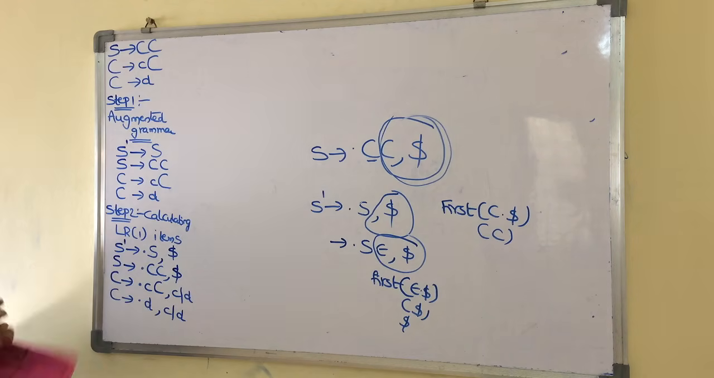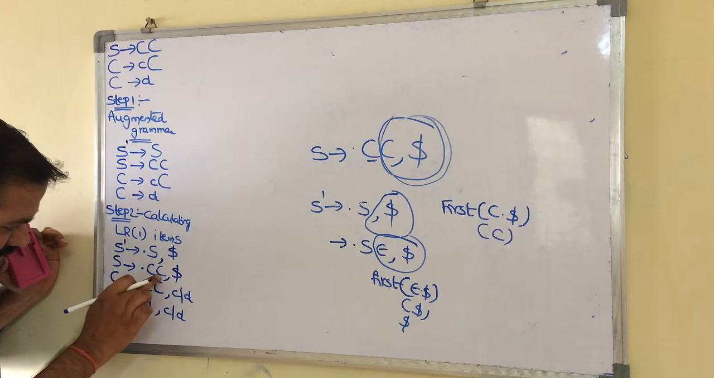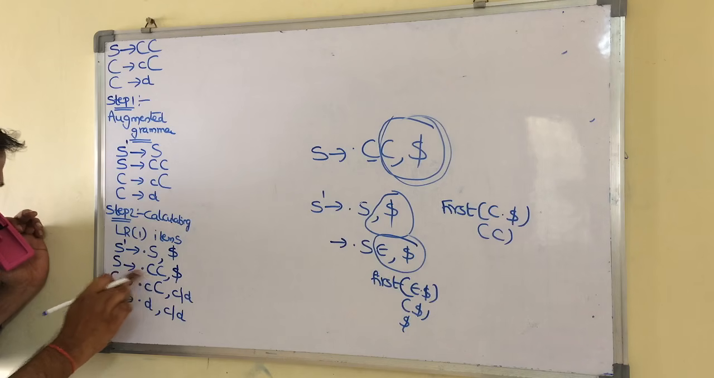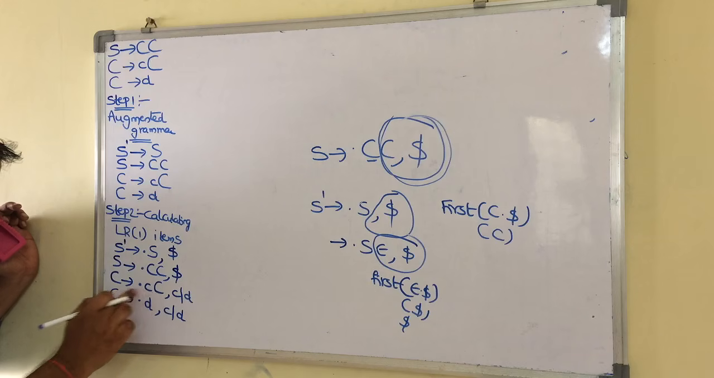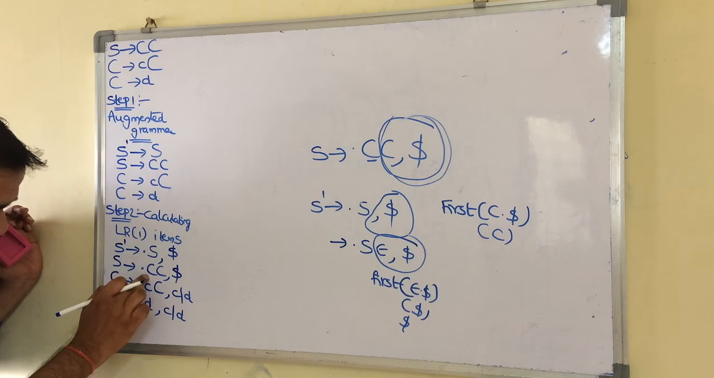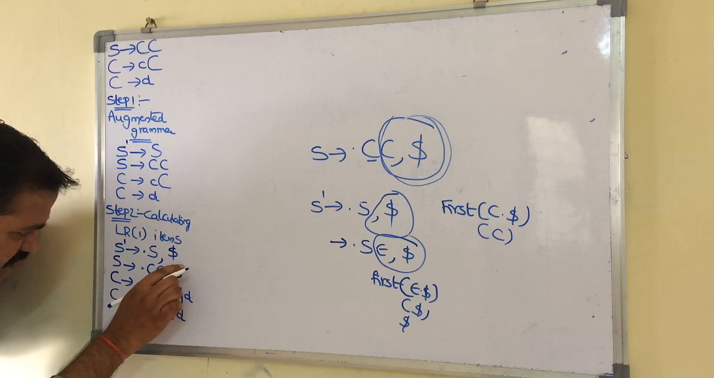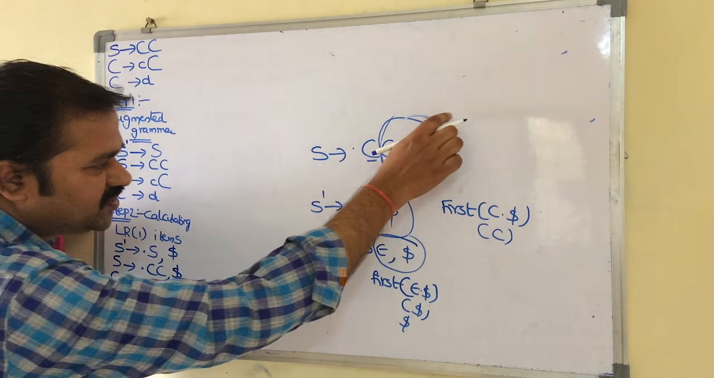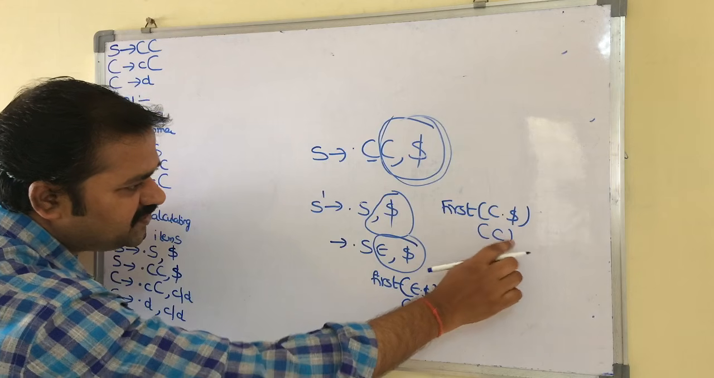In order to calculate the look ahead part, what we are doing here, this is the production. S produces dot CC comma dollar. Here after dot we have this C. So we need to write the productions of C. So the productions of C are written. C produces dot CC, C produces dot D. Next we have to calculate the look ahead part. In order to calculate the look ahead part, we need to calculate first of this remaining part. So the remaining part is first of C dollar.